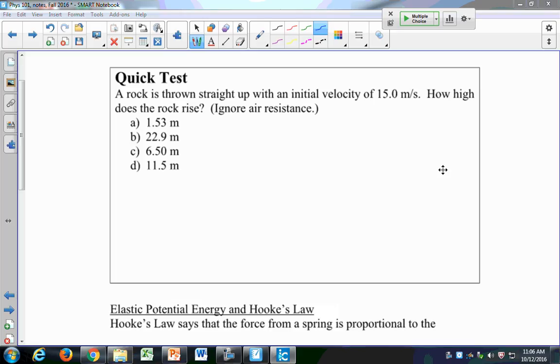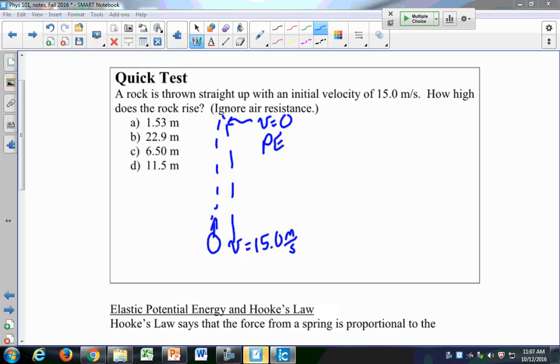So this is just like the cheerleader problem, right? It's really just like all the others too. I have an initial velocity equal to 15 meters per second. It goes up to some height and then comes back down again. I know up at the top that the velocity is equal to 0, or the speed is 0. So I know that it only has potential energy. At the bottom, h is equal to 0, so it only has kinetic energy.